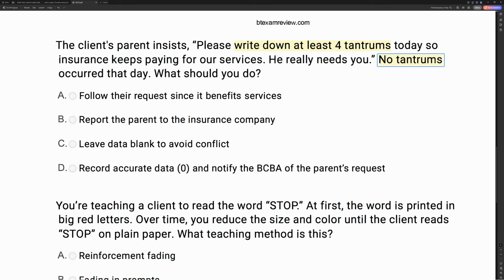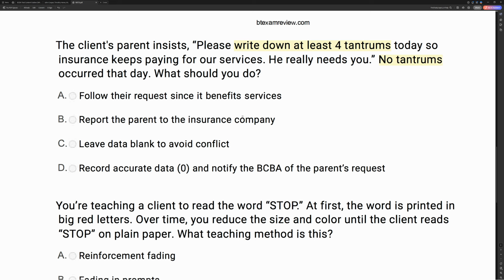Until you definitely can't do it. So, A, follow the request since it benefits services. Even if that's true, even if this client is losing services, we cannot falsify data, put yourself in jeopardy, and lie about something not happening.